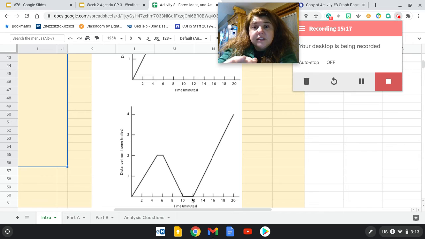This flat line is no motion: time is moving forward, but the car's not moving. So he's at home, he got his homework, and then he goes to school.